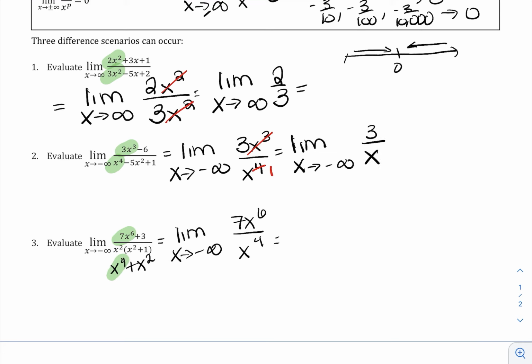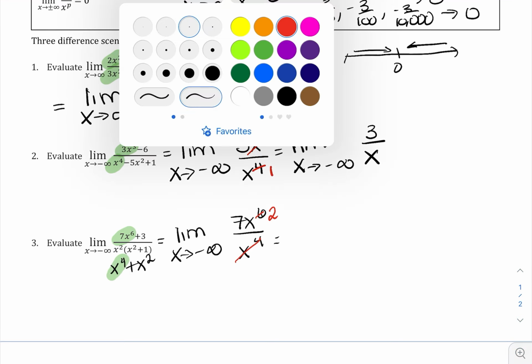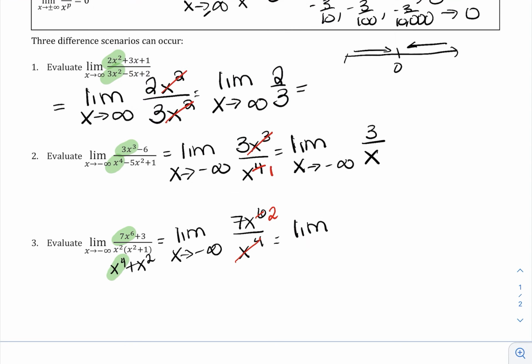And last but not least, in the last one, I have 6 in the top and 4 in the bottom. So 4 of these will cancel with 4 in the top, which will leave me with a 2. So I'm going to have the limit as x goes to negative infinity of 7x squared. Now this is when it changes, okay? And this is when your 3 scenarios happen. So the 3 scenarios that just happened: scenario 1, you're left with no more x's. Scenario 2, you're left with x's in the bottom, but no more in the top. And scenario 3 is you're left with x's in the top, but not in the bottom.